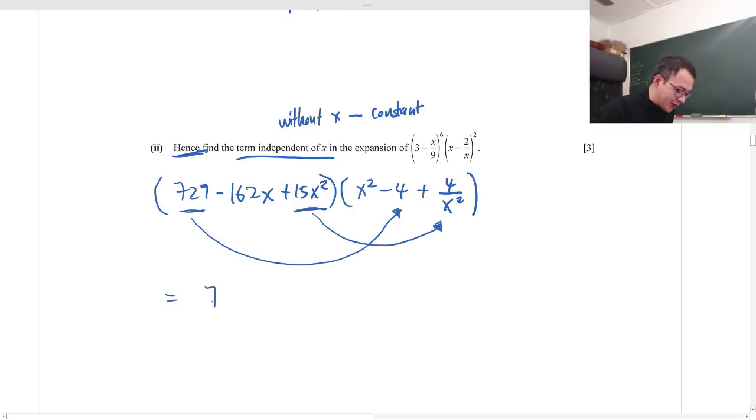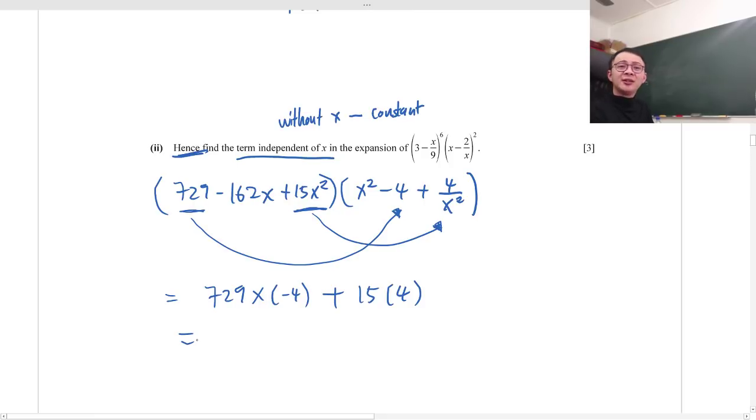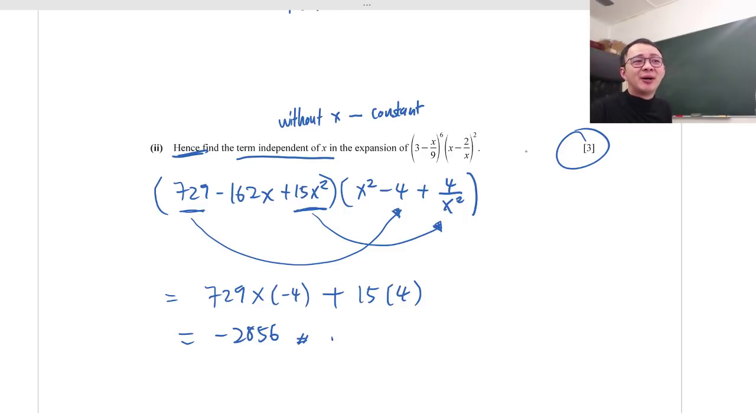Therefore, it's 729 multiply negative 4 and plus 15 multiply 4. And then this one, you can just use the calculator to quickly get your answer. 729 multiply negative 4 plus 60. So you should get negative 2856. So this is how you get the term independent of x, and these 3 marks should be very easy. Let me see any comments about the question here.